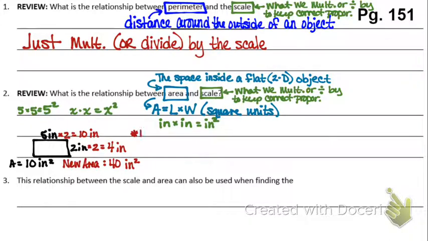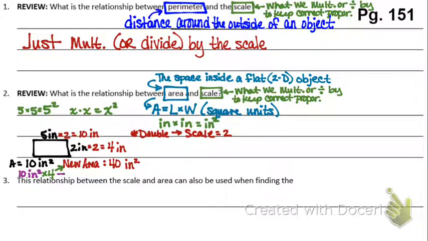If I double my dimensions, that means my scale is what? What did we multiply by? 2. But what happened to my area? Did my area just get multiplied by 2? It got multiplied by what? By 4. Huh. Why? That original area was 10 inches squared, and it gets multiplied by 4 to get the new area.